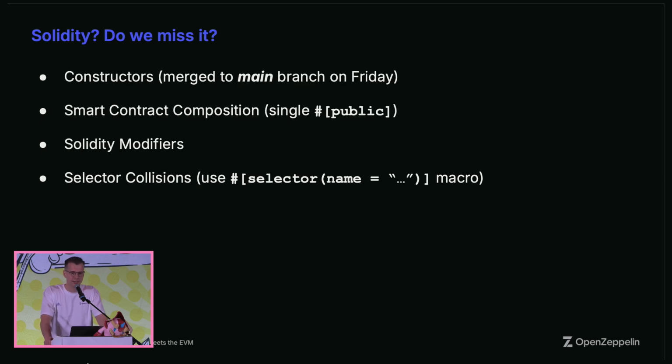The next thing, Solidity modifiers. To be honest, in Rust, we don't need modifiers. We can just play around with regular Rust functions. The last thing is that we can't have multiple Rust functions with the same name that differ in arguments. But we may need to have the same function names in Solidity, and for that we can just use a selector macro.